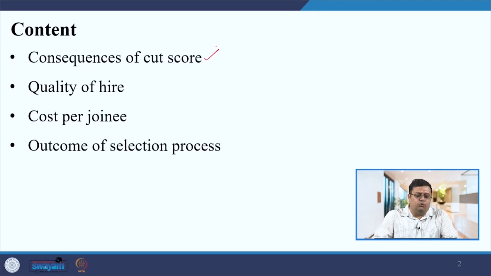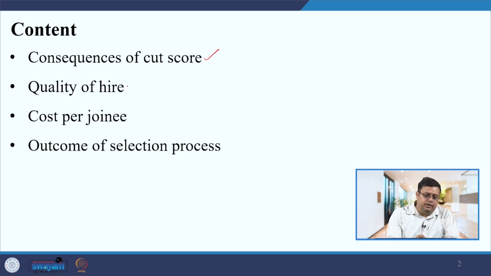In this session we will discuss 4 things. The first thing is the consequences of cut scores. When you have to select any candidate, you have to decide the cut score of an interview, an ability test, an intellectual ability test, any test that you are conducting. Above that, a few participants will be selected and below that participants will be rejected. That is what you need to do as a manager.